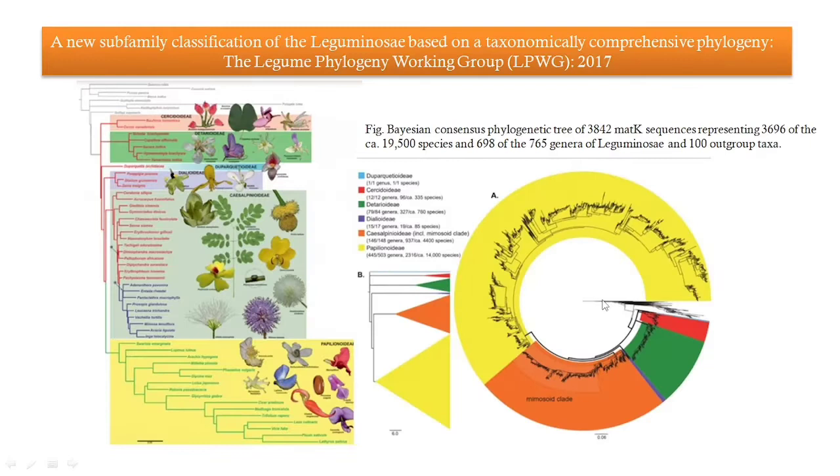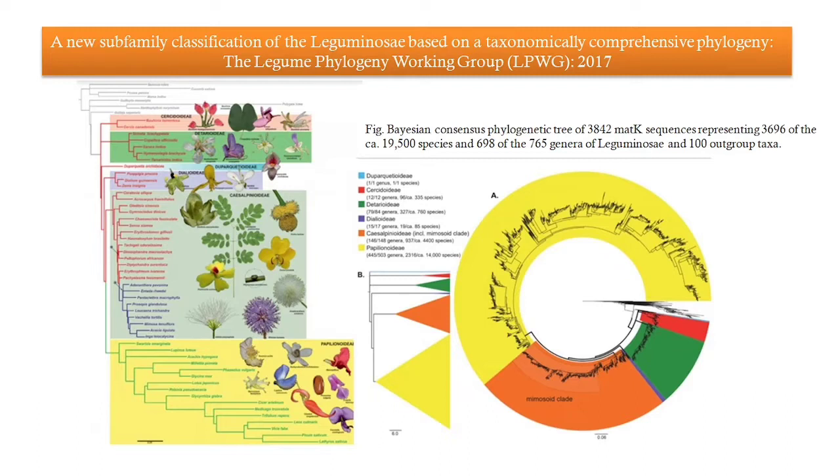So what happened in recent years with these conserved genes is the classification presented by the Legume Phylogeny Working Group, LPWG, in 2016, wherein they used matK sequences from 3,696 sequences representing about 19,500 species. As I have told you, in recent years these conserved genes were used to check the evolutionary history.